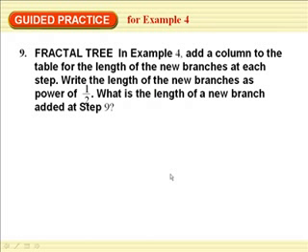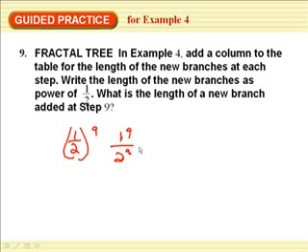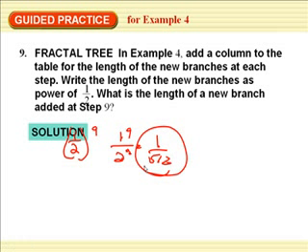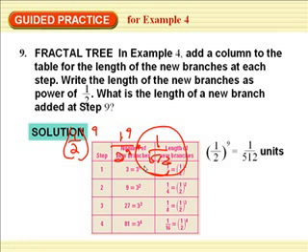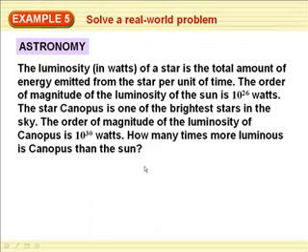So the length of the new branches are half of it. So it would be 1/2 to the 9th, which is 1 over 2 to the 9th. 2 to the 9th would be 1 over 512. That's how little it would get. Whew, that's little. They wanted to add that new one.